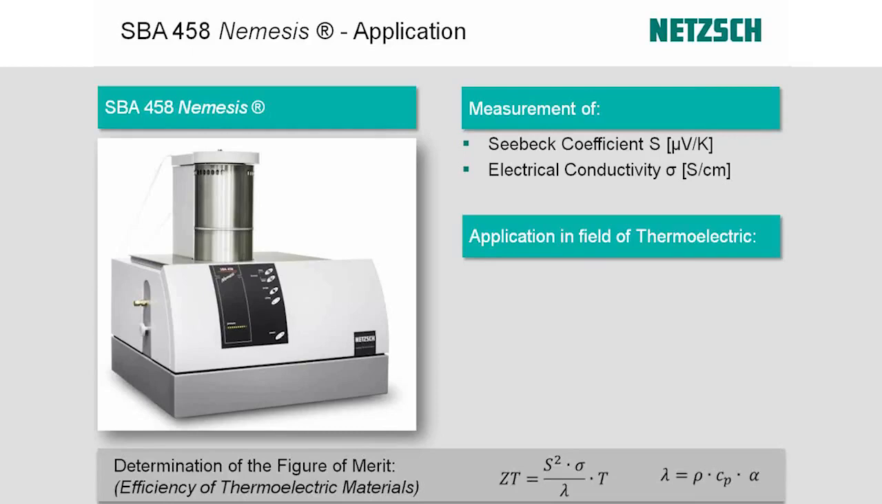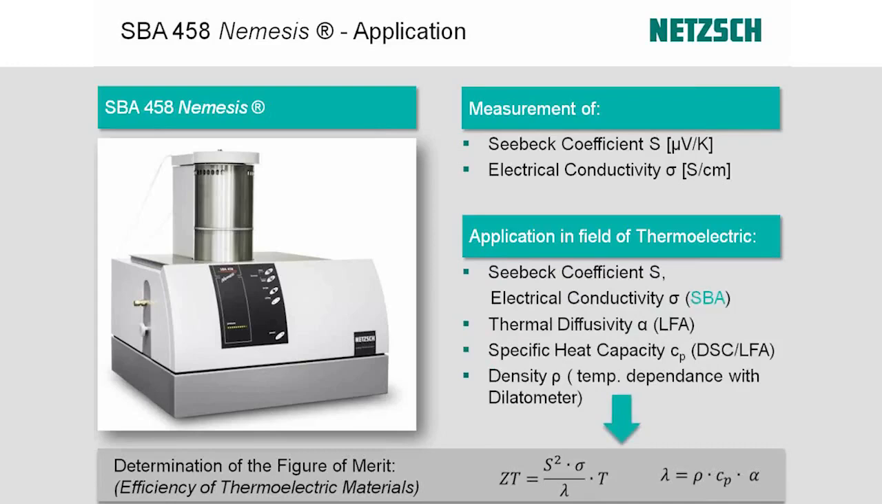Okay, so the main application, of course, for the SBA 458 is in the field of thermoelectricity and the determination of the figure of merit. So this tells us about the efficiency of thermoelectric materials, and we normally use the figure of merit zeta times the absolute temperature expressed here. And this includes the Seebeck coefficient, S, squared times the electrical conductivity divided by the total thermal conductivity times the absolute temperature. And as you may be aware, of course, there are a lot of trade-offs in trying to increase the figure of merit. And so measurements of these properties are quite important.